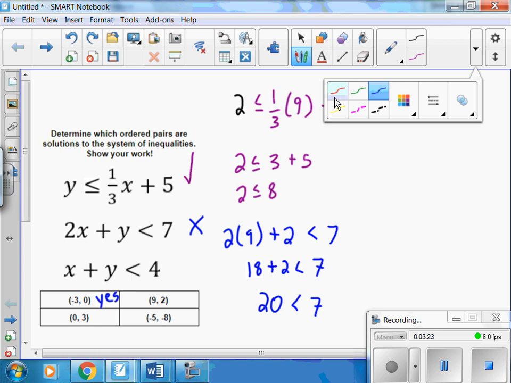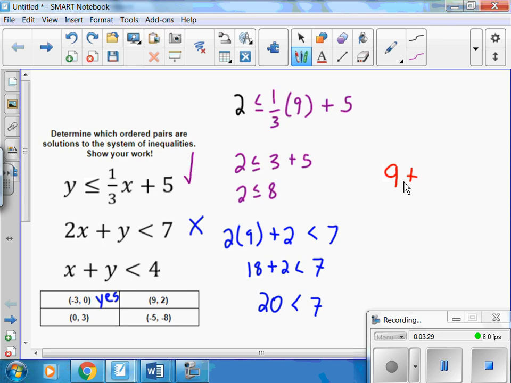Let's go and check the last one. We're going to plug 9 in for x, so it'll be 9 plus, and then in for this y, we plug in 2, and then less than 4. This would be 11 is less than 4. 11 is not less than 4. It doesn't work for this one. (9, 2) did not work for all three, so it would be no, not a solution to the system.